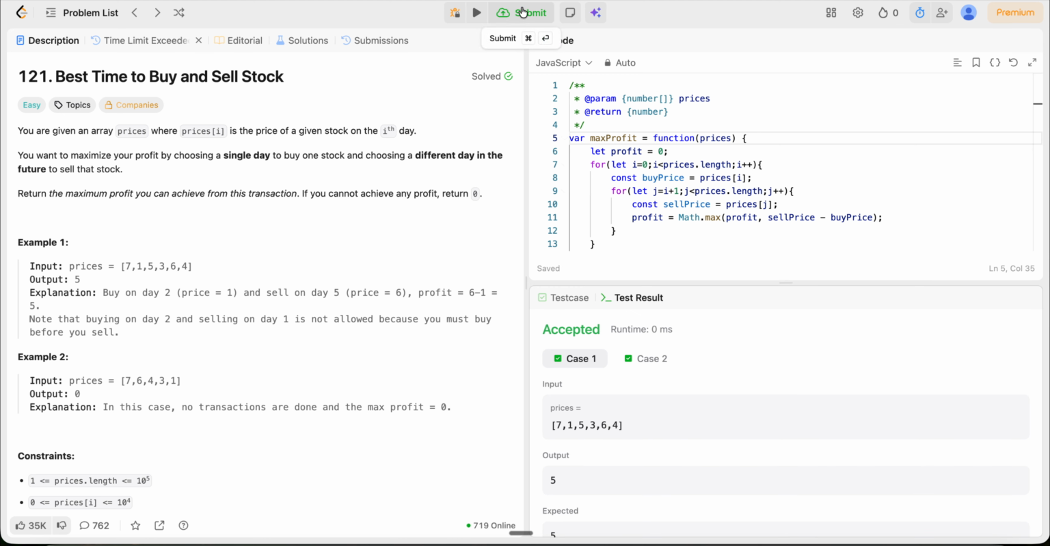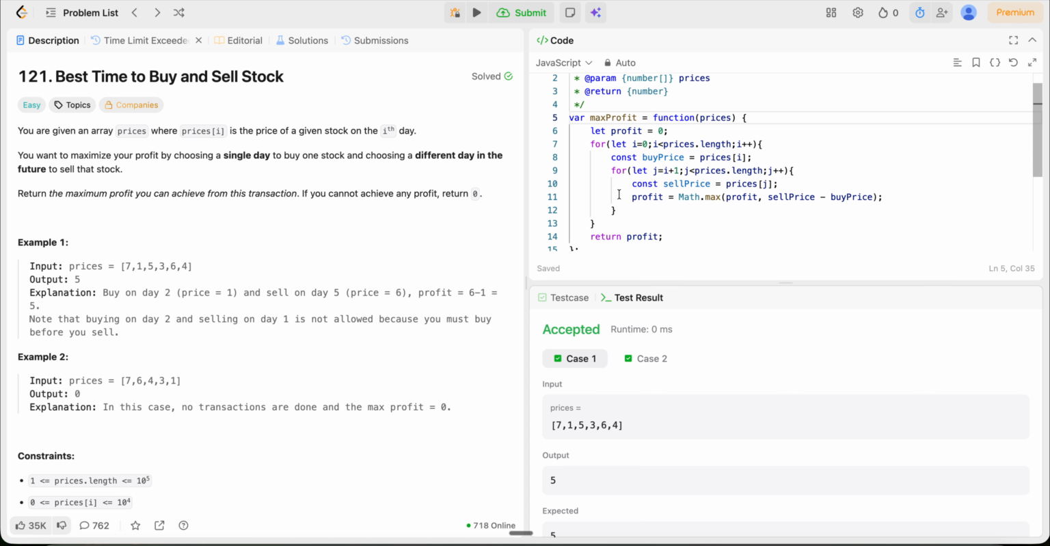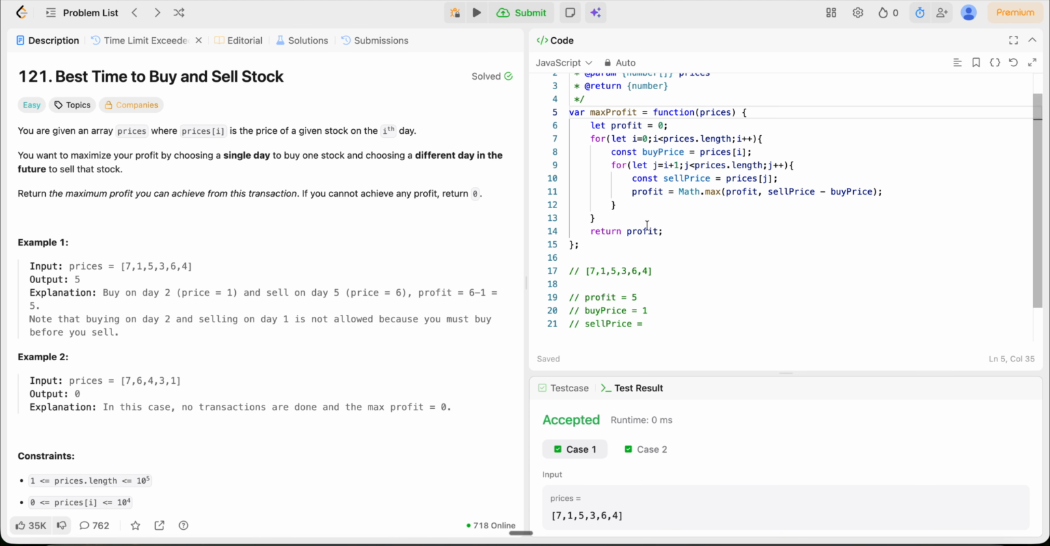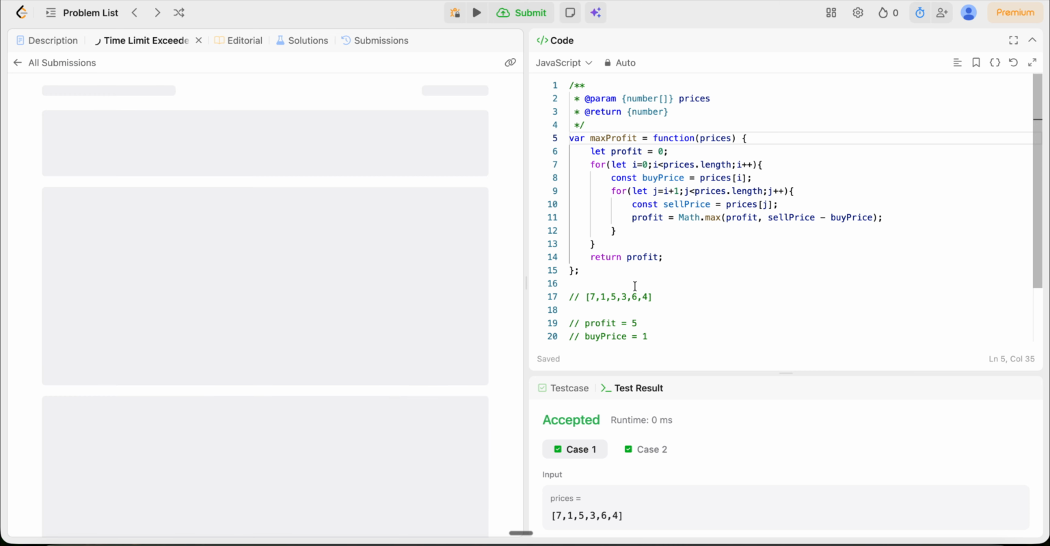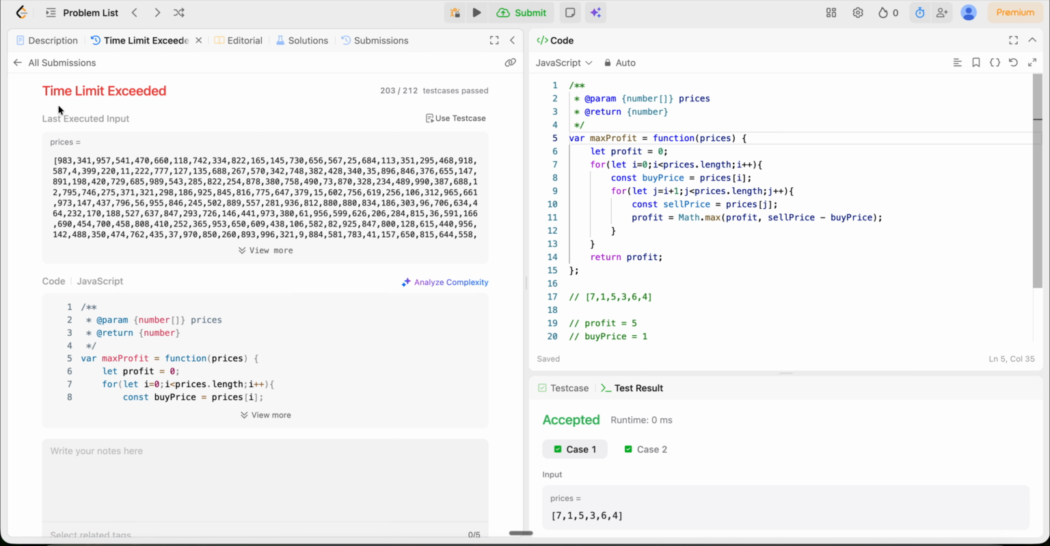Okay, let me try to submit it. It will fail because the time complexity of this solution is n square and the constraint which is given, 10 power 5, does not fit into the limits which it can run. So it is going to give us a time limit exceeded. Let's try to submit. Right, we got the time limit exceeded.